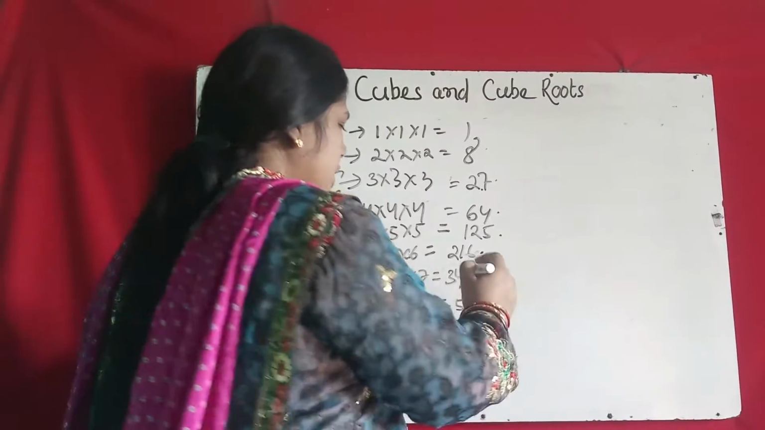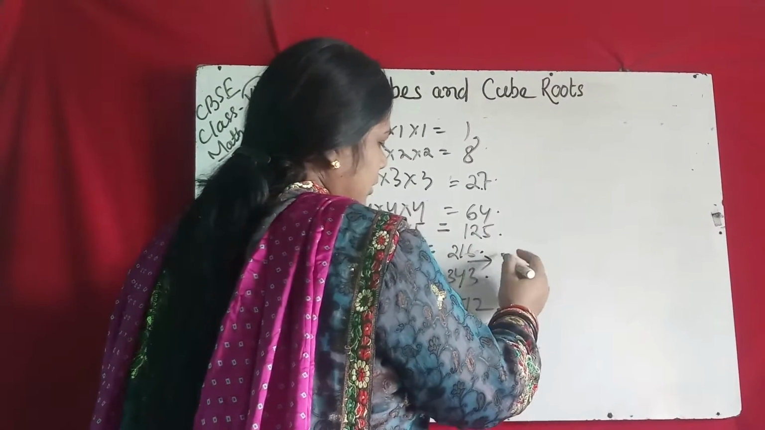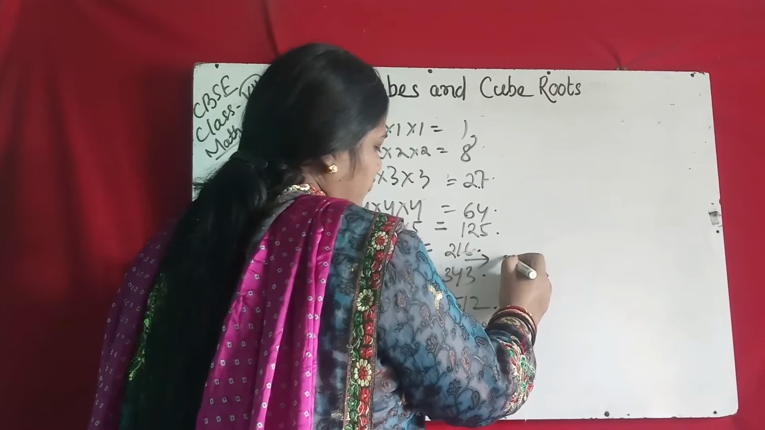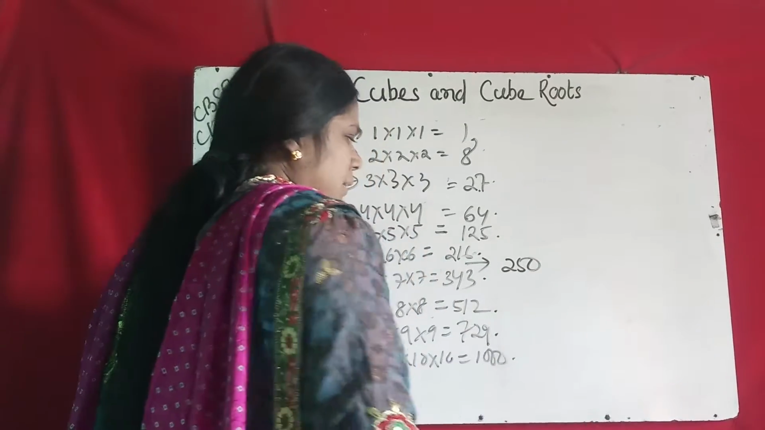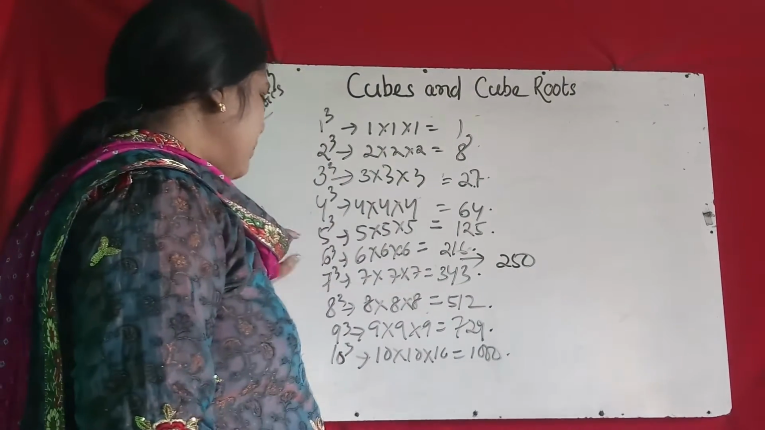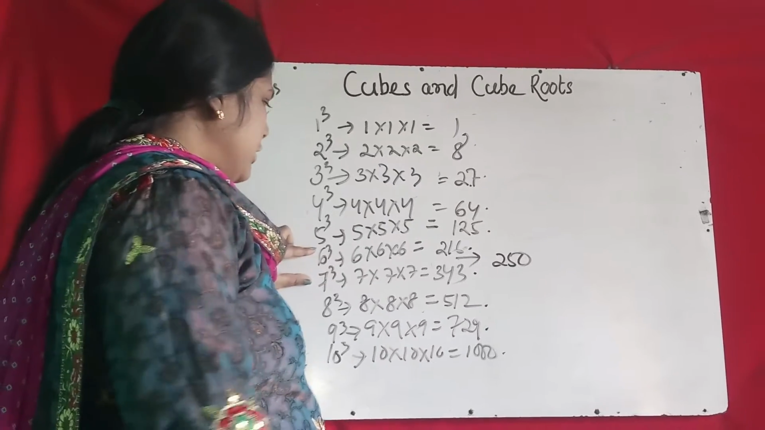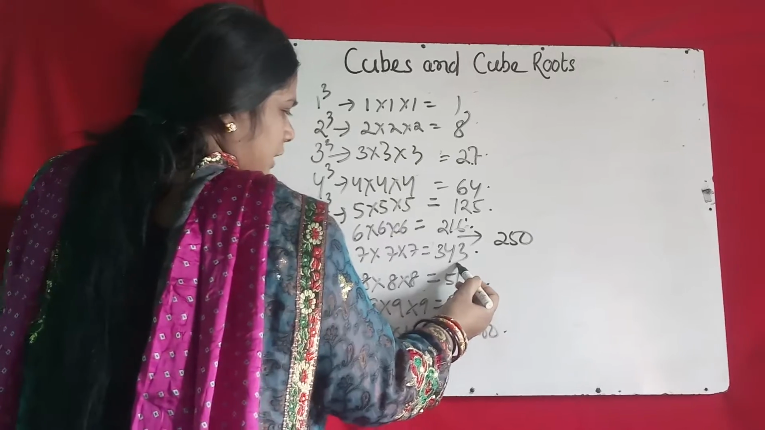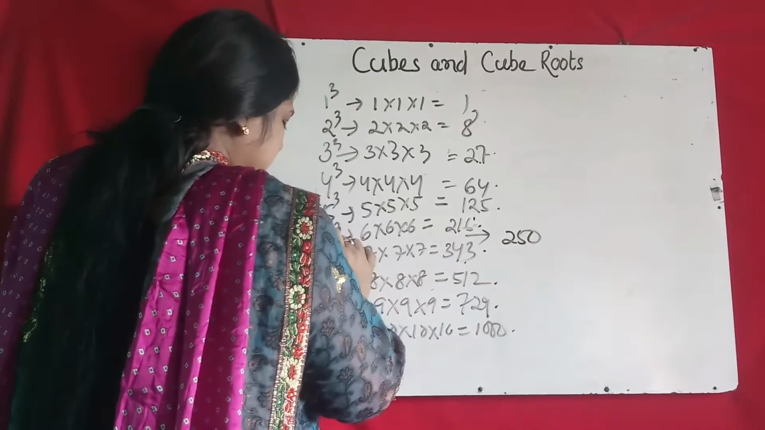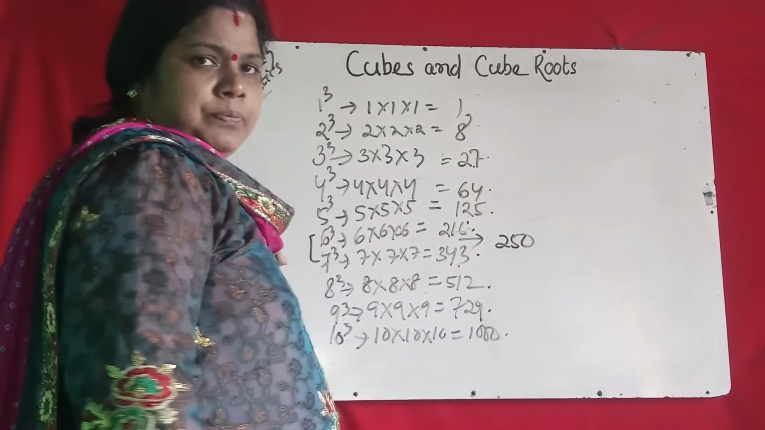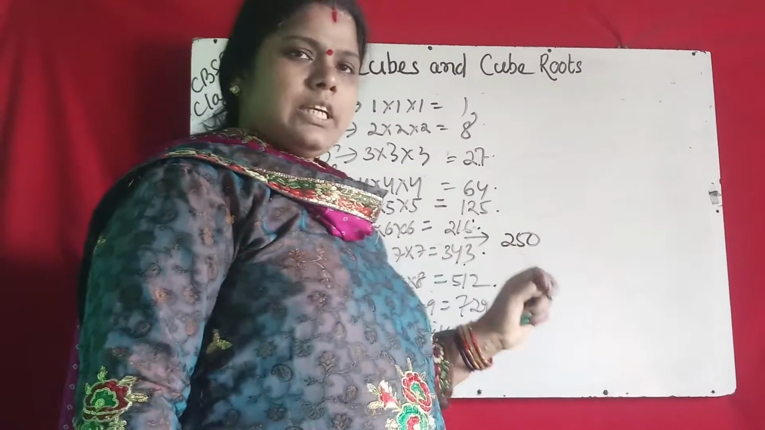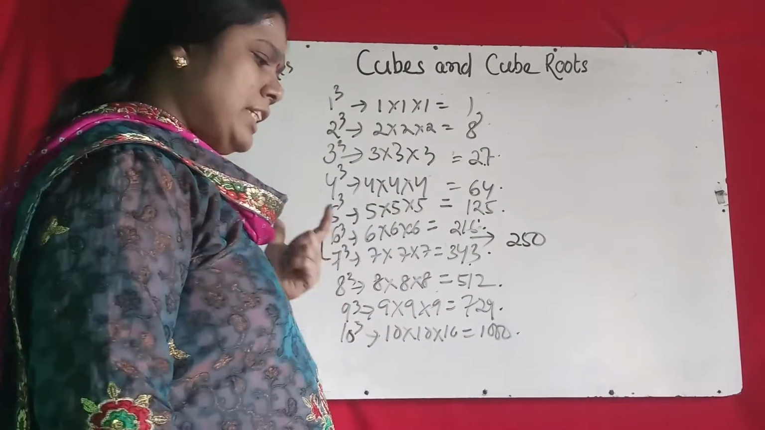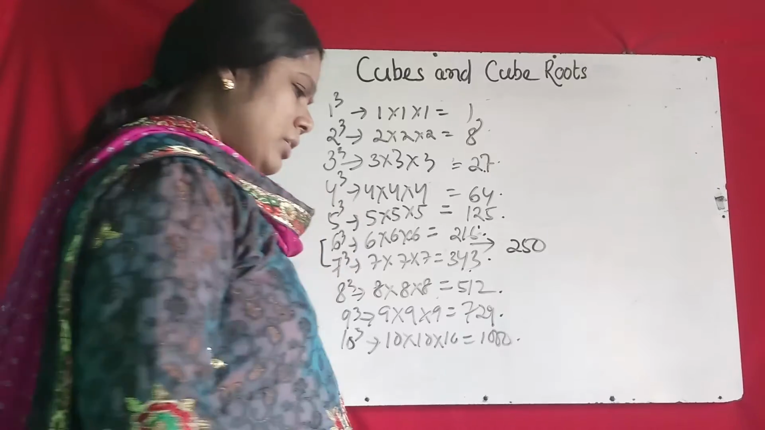Suppose there is a number between 216 and 343, say 250. Is it a perfect cube number? We have to find out. 6 cube is 216 and 7 cube is 343. In between 6 and 7 there are no natural numbers, so 250 is not a perfect cube number. We solved it like this in the square root method.